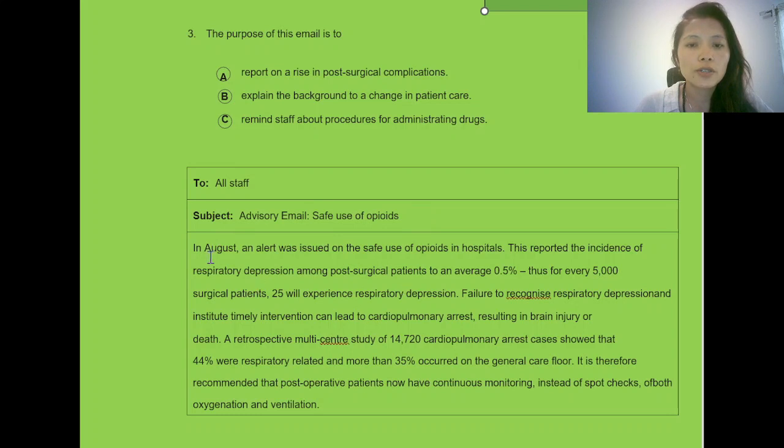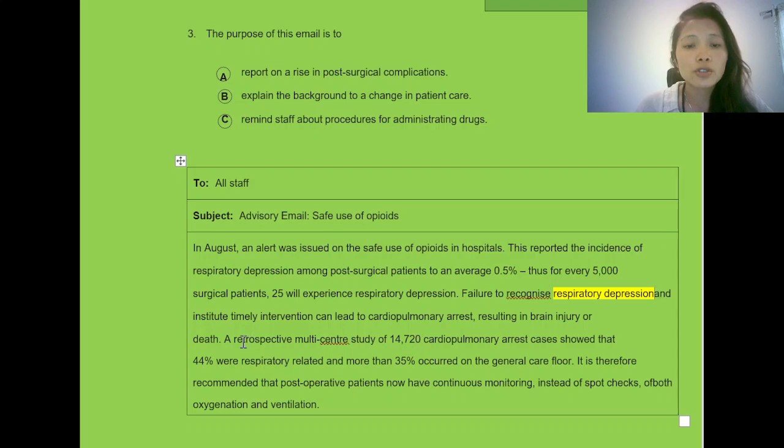So it is clearly mentioned here in August. Alert was issued on the safe use of opioids in the hospital and reported incidents of respiratory depression among the post-surgical patients to the average of 0.5. This is not necessary. Try to just jump to: failure to recognize respiratory depression and institute timely intervention can lead to cardiopulmonary arrest, resulting in brain injury and death. These are not the complications, okay? They're only talking about respiratory depression. Respiratory depression is the only problem they have mentioned here.